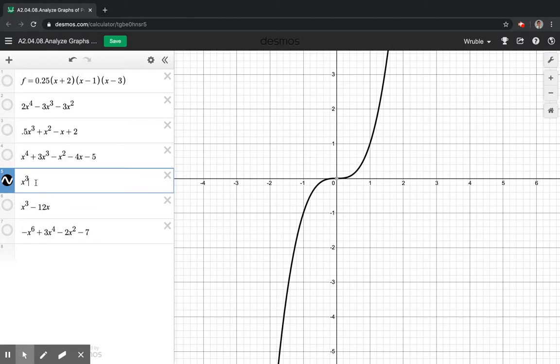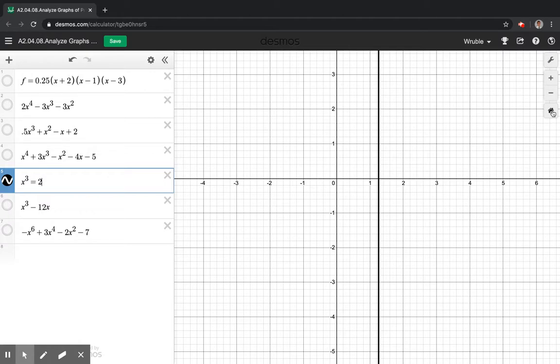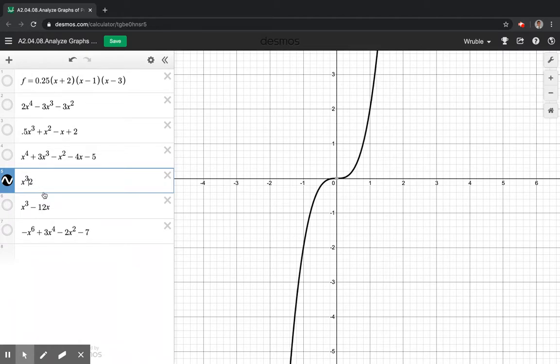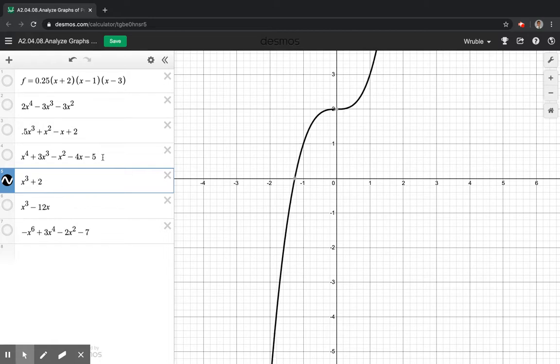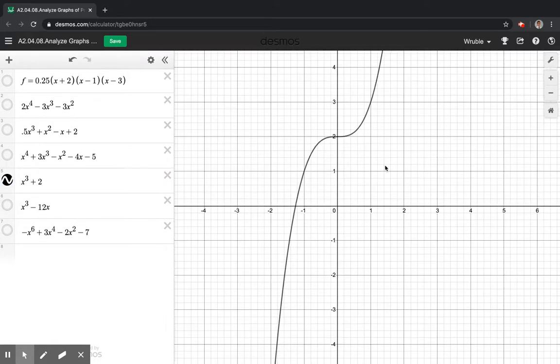Now, if we change it slightly, if we just say plus 2, that's going to change what the graph looks like a little bit. Now we can see that the graph is no longer symmetric around the origin. So the graph doesn't go through the origin. So this graph cannot be defined as an odd function. Yes, it has an odd highest degree, but it is not an odd function.